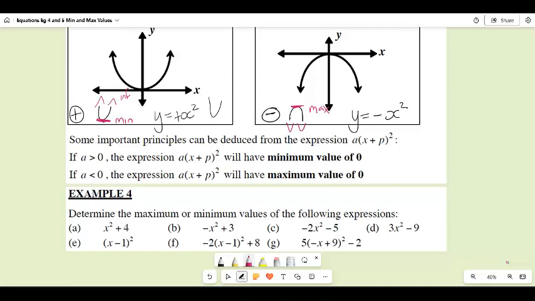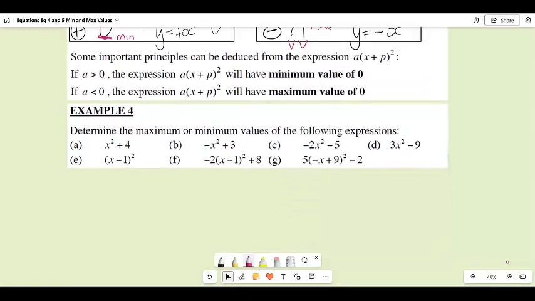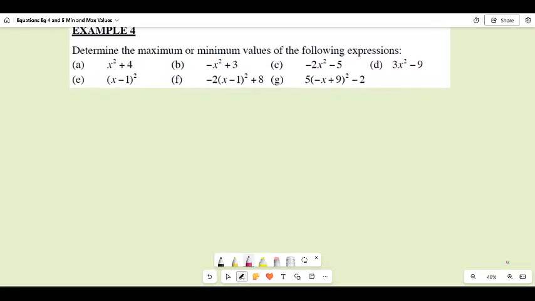So in example 4, they are asking us, by looking at the equation, can you determine if this has got a maximum or a minimum value? This is going to go super fast. First thing we do, we look at a. This is positive. Positive means it is a smiley face. Smiley face means there is a minimum value. There's a floor. There's a bottom.